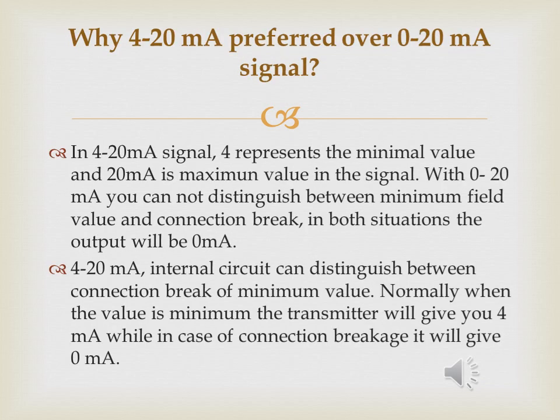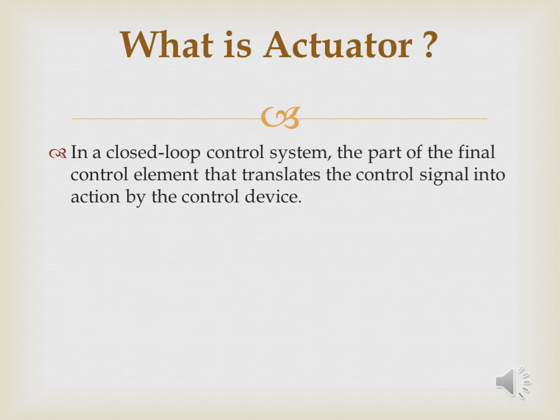Why is 4-20 mA preferred over 0-20 mA signal? In a 4-20 mA signal, 4 represents the minimal value and 20 mA is the maximum value in the signal. With 0-20 mA you cannot distinguish between minimum field value and connection break. In both situations the output will be 0 mA. With 4-20 mA, the internal circuit can distinguish between connection break and minimum value. Normally when the value is minimum the transmitter will give you 4 mA, while in case of connection breakage it will give 0 mA.